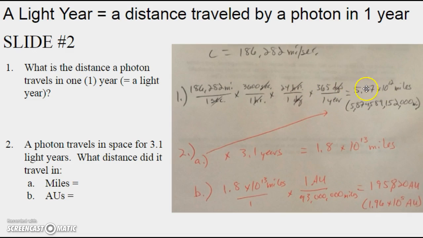And I get this really big number, 5.87 times 10 to the 12th miles. So this value here is my value in miles. What distance has it traveled? Oh, excuse me. If I multiply this times 3.1 years, I get 1.8 times 10 to the 13th miles. Now I can take that value and divide it by 93 million, since I know that 1 AU is 93 million miles, and I get 195,820 AUs, or 1.96 times 10 to the 5th AUs. So once again, you're just getting practice, a little bit of familiarity, and you'll be asked to solve this in the near future.